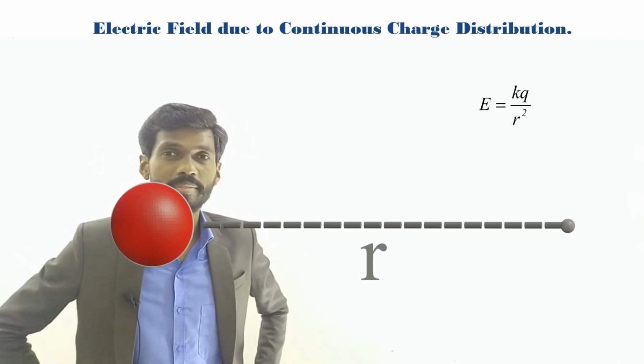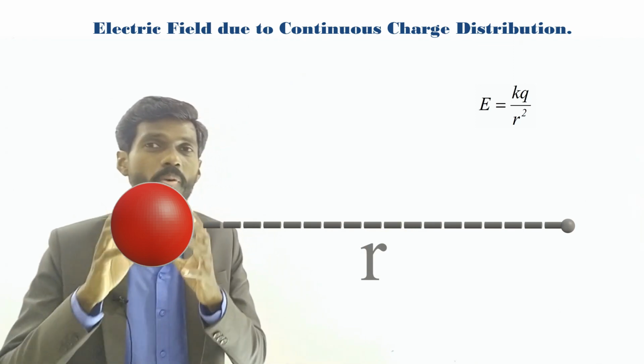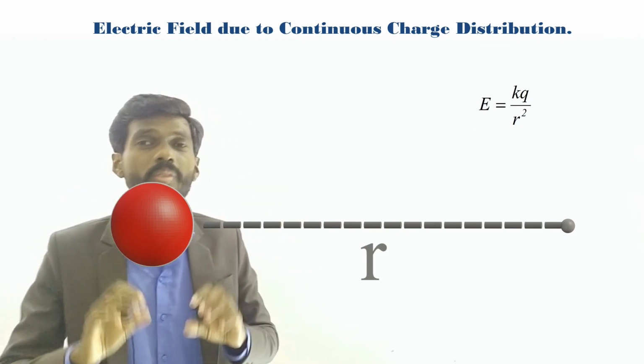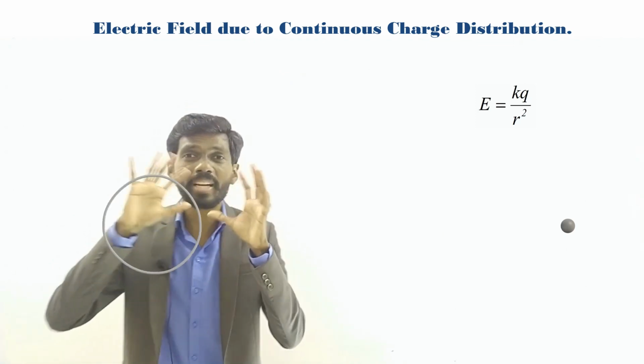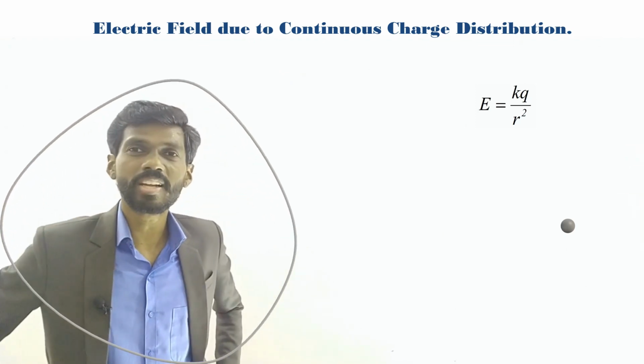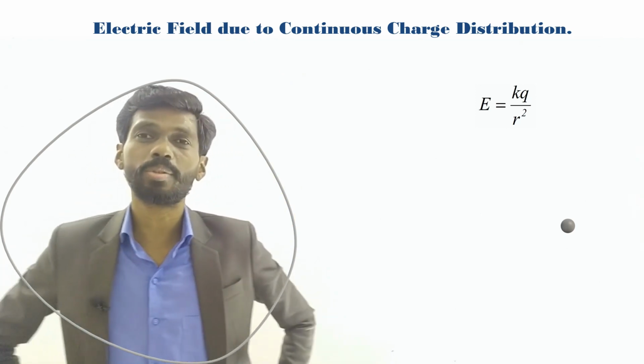But what is a point charge? The size of the object is very small compared to the distance. The object is so small that the geometry of the object can be ignored. We can consider this to be a point. But what if you have an object of bigger size? So now this is no more a point charge, so we can't ignore the geometry of the object. So now how to find the electric field due to this object?